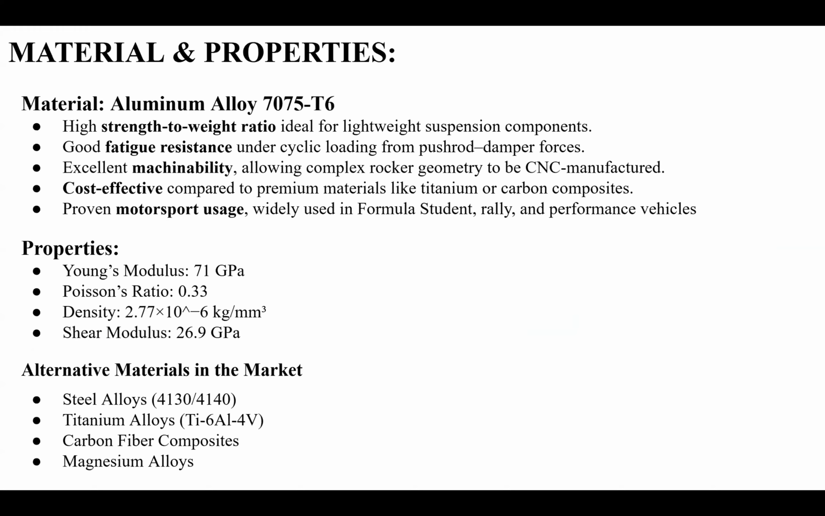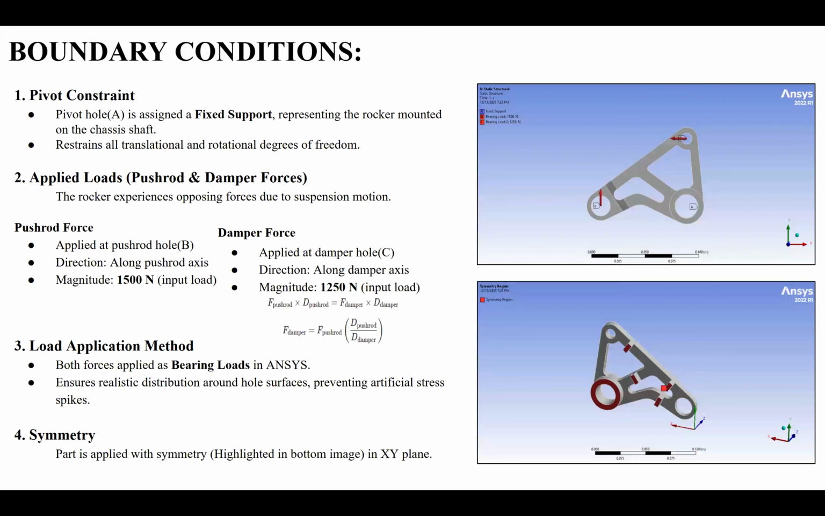We chose aluminum alloy 7075-T6 as our material because of its high strength-to-weight ratio, fatigue resistance, and proven motorsport usage. The properties are Young's modulus of 71 gigapascal, shear modulus of 26.9 gigapascal, and Poisson's ratio of 0.33. Alternative materials used for rocker arms are steel alloys, titanium alloys, and magnesium alloys. From here, Austin will take over.